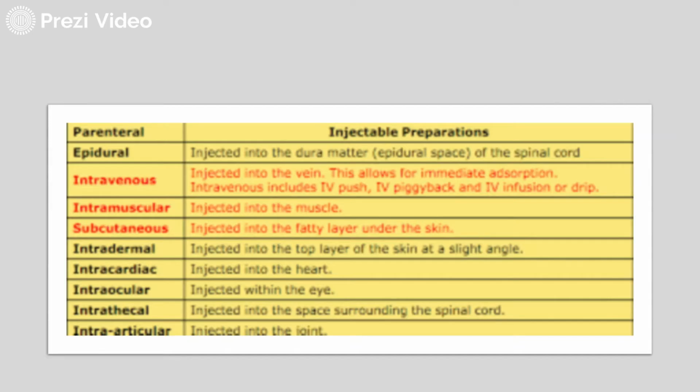Intravenous means it has to be injected into the vein. Intramuscular means injected into the muscles. Subcutaneous means into the fatty layer under the skin. Intradermal refers to injection into the top layer of the skin at a slight angle. Intracardiac means targeted for the heart. Intraocular is for the eyes. Intrathecal refers to the space surrounding the spinal cord. Intraarticular has to be injected into the joints.